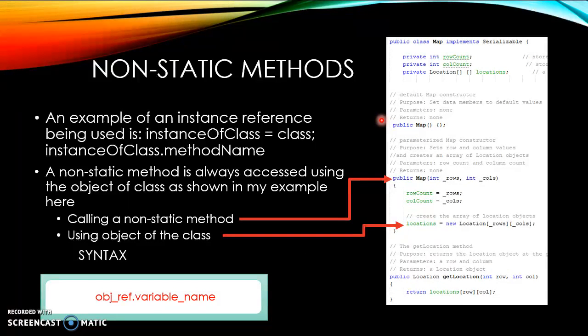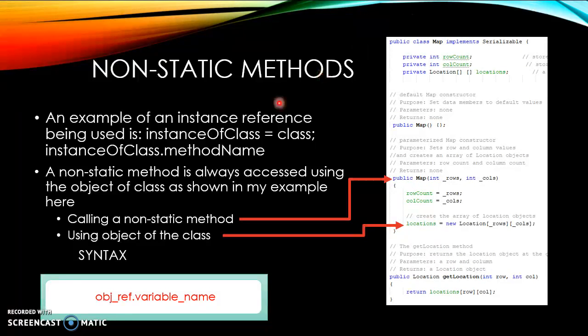A non-static method does not have the keyword static before the name of the method. A non-static method belongs to an object of the class, and you have to create an instance of the class to access it. Non-static methods can access any static method and any static variable without creating an instance of the class. Now here you can see my code.